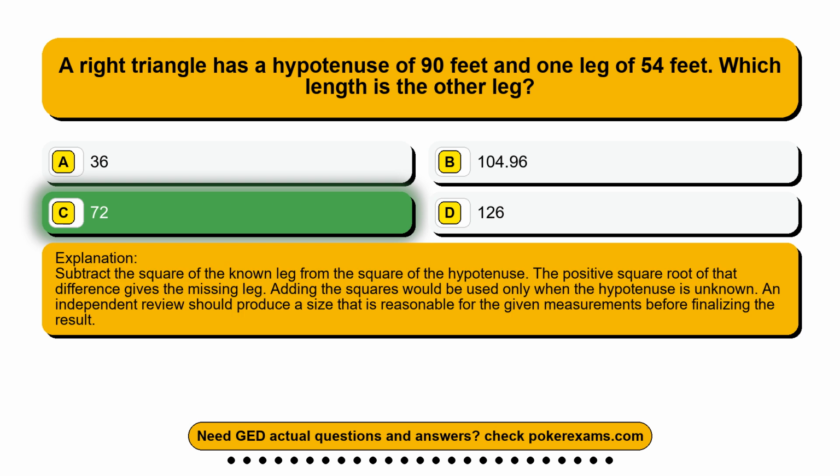Subtract the square of the known leg from the square of the hypotenuse. The positive square root of that difference gives the missing leg. Adding the squares would be used only when the hypotenuse is unknown. An independent review should produce a size that is reasonable for the given measurements before finalizing the result.